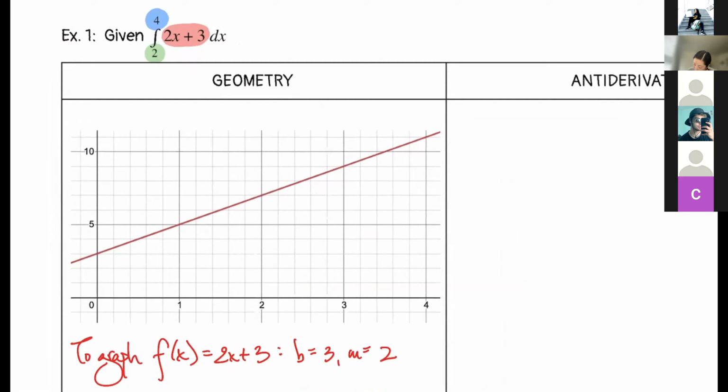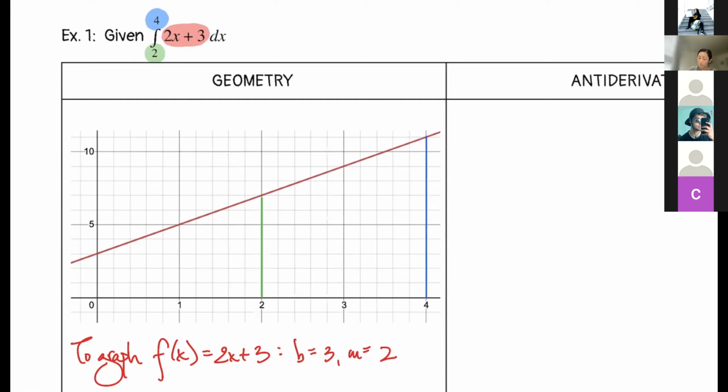So I'm going to go ahead and go to x equals 2, and I'm going to draw a line from the function to the x-axis. So that green highlighted 2 represents this green vertical line here. And then I'm going to do the same thing for 4. So I'm going to go to 4. I'm going to draw that line. Okay. So I've got a green line and a blue line.